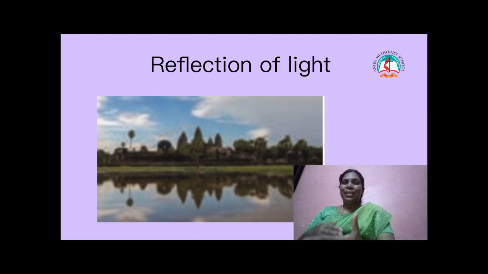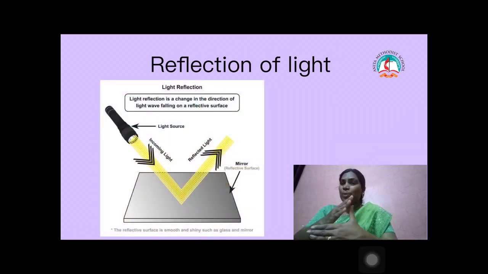I repeat, a transparent object lets light pass through nicely, so we call it a transparent object. In an opaque object, the light does not pass through, it bounces the light. That we call reflection of light.